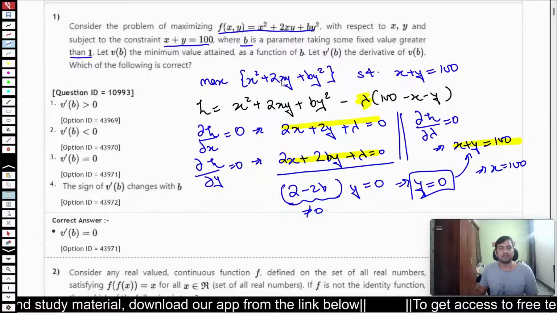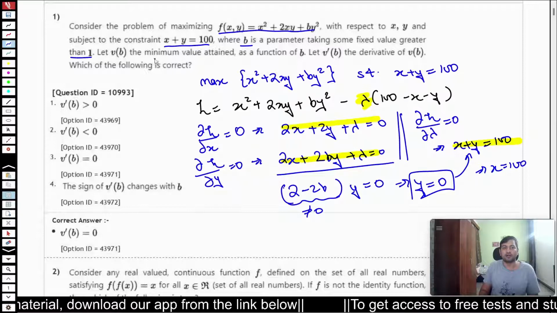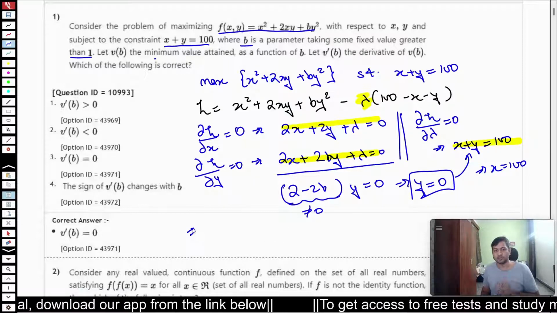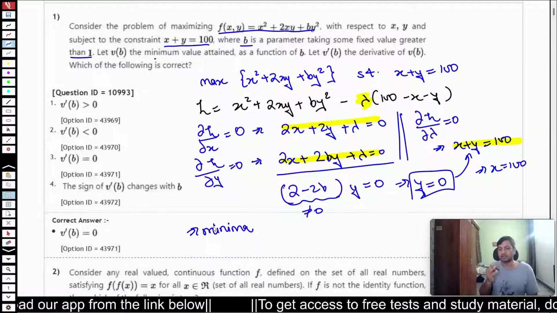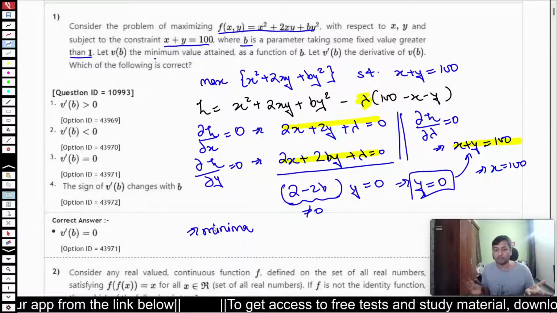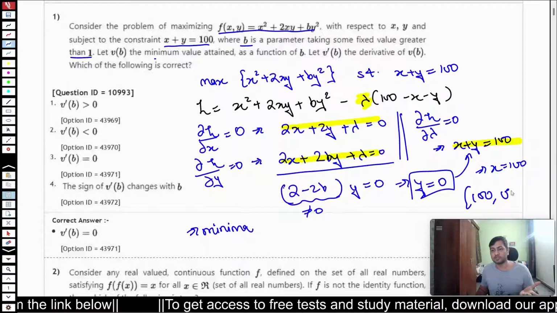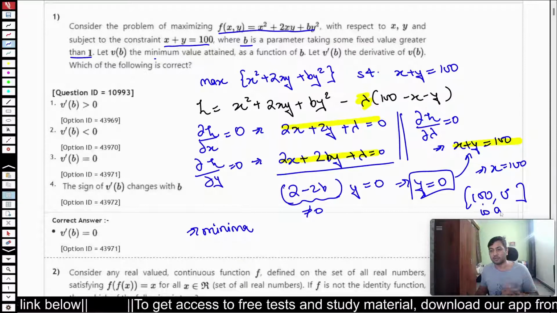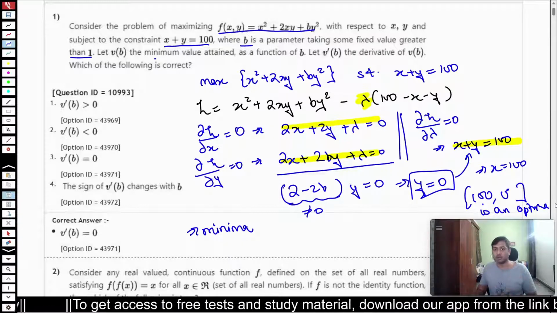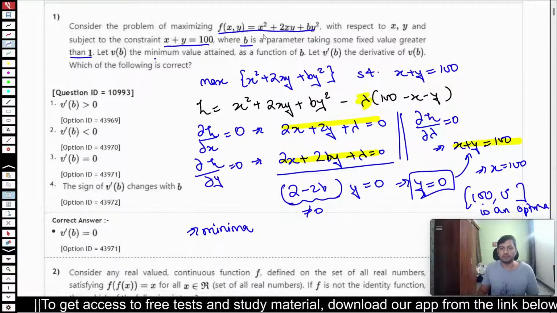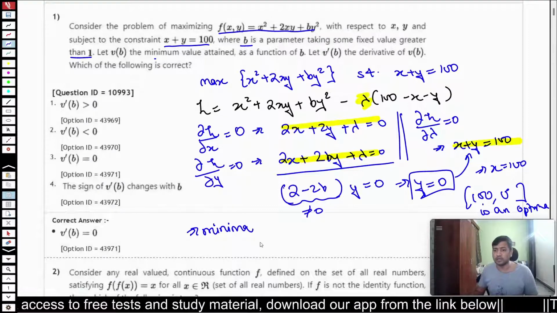So the final value of the minimum value which is attained. Now one thing is that Lagrangian only tells you the optima. So x equals 100, y equals 0. I know that (100, 0) is an optima, but I don't know whether it is a maxima or a minima. It is very easy to see this. Any other point apart from (100, 0) should yield a higher result.